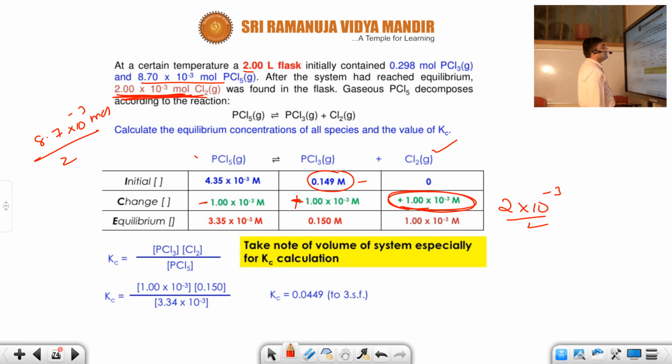Okay. Now, students, try to understand. So, then these are the equilibrium molar concentrations. Substitute the equilibrium concentrations, you get the Kc value. One important thing is, the reactant here will be minus, and the product will be plus. I hope you understood this.